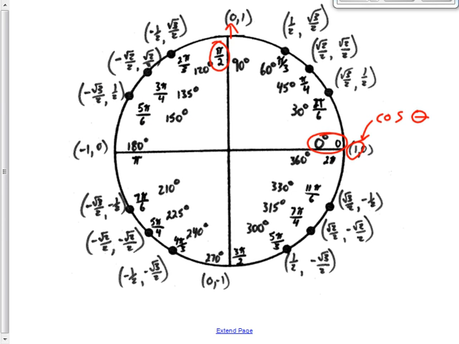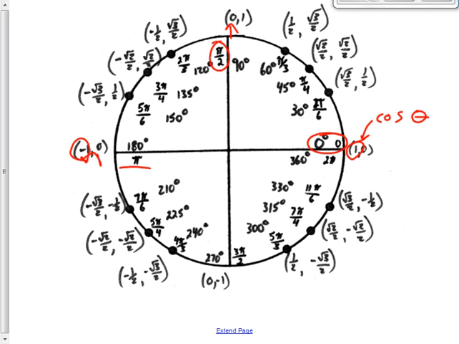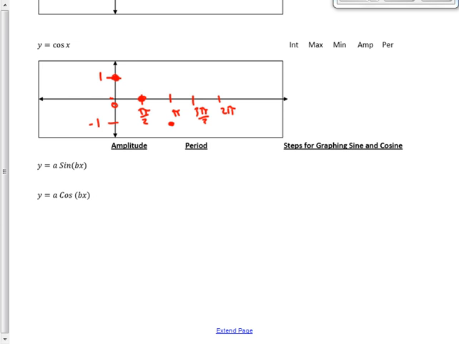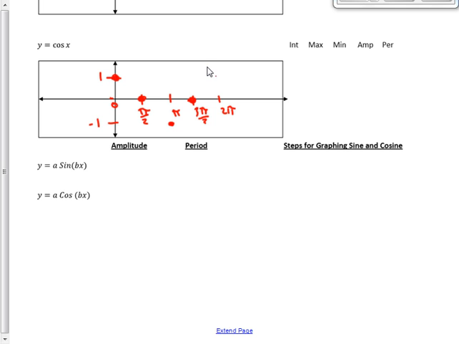At pi, I've got a cosine value of -1. At 3 pi over 2, I've got a cosine value back up at 0. And then hopefully you can kind of see what's going on here. At 2 pi, I'm back at the same exact cosine value that I started at. And so then that's one period of cosine.